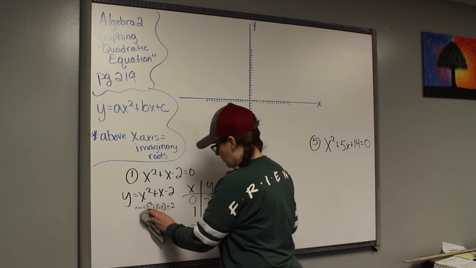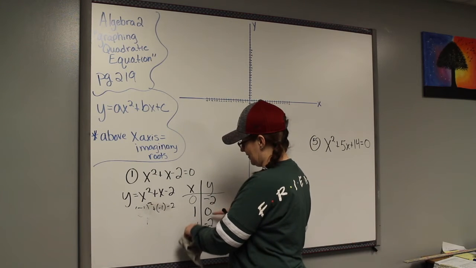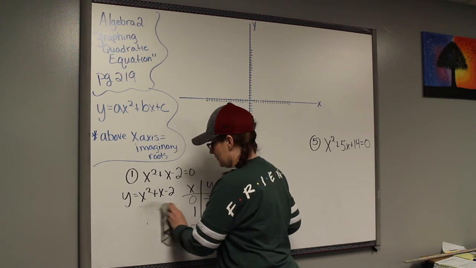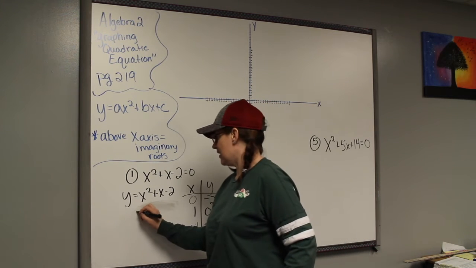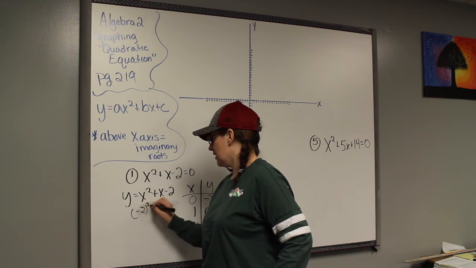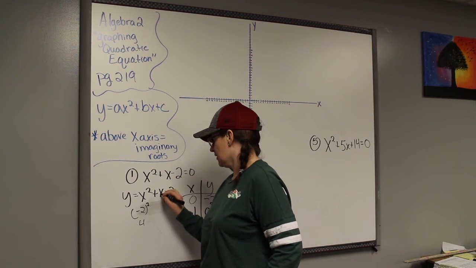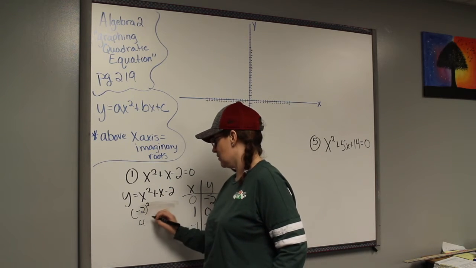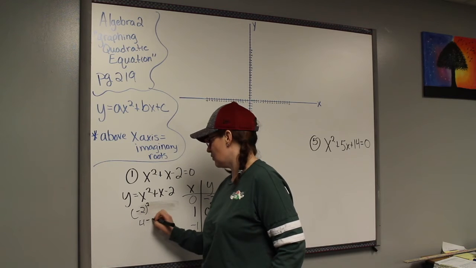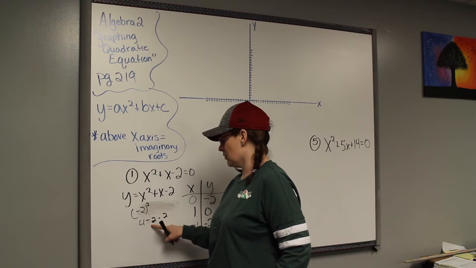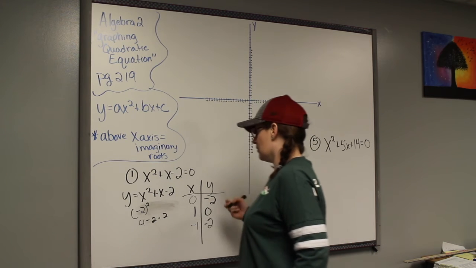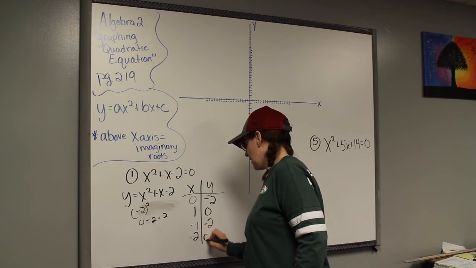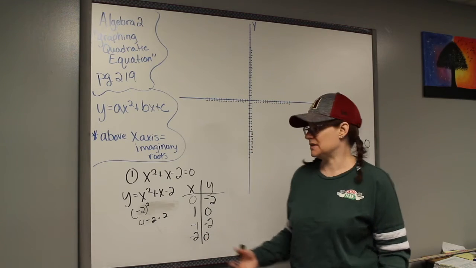And then let's do one more since I have a negative and I have some similar positives here. Let's pick another negative. So if I went negative 2, negative 2 squared is a positive 4. If this one was negative 2, then that would be plus a negative 2 or minus 2. So 4 minus 2 is 2, and 2 minus 2 is 0. So if I pick negative 2, I have 0. So I have 4 points here.